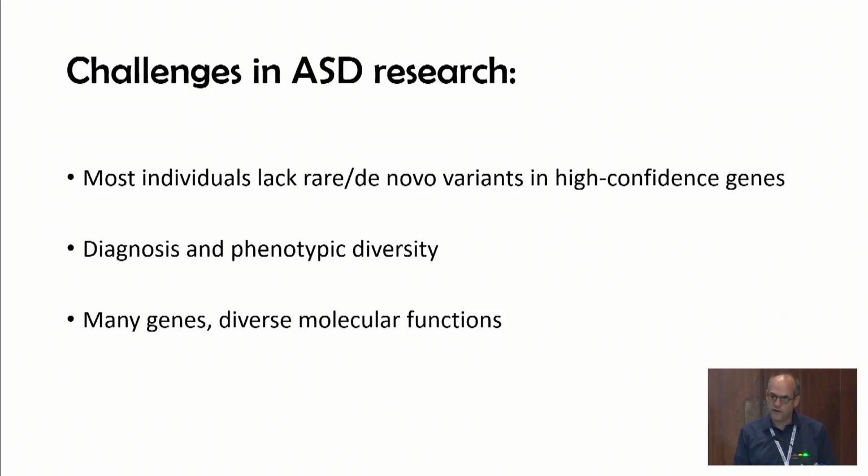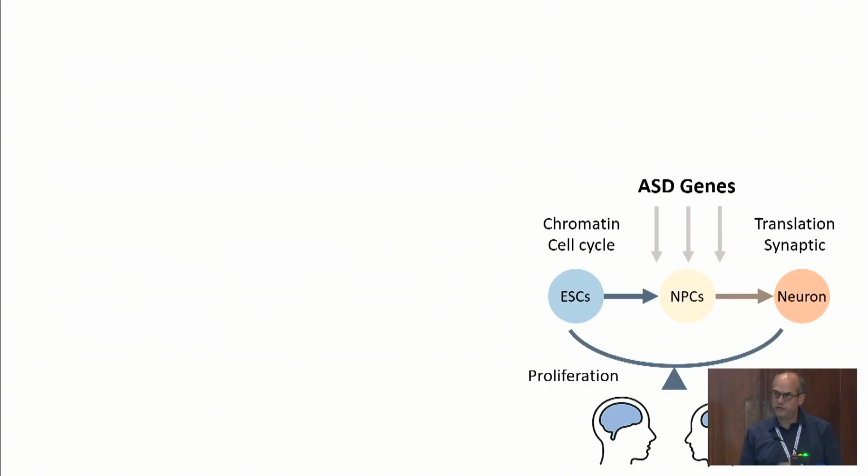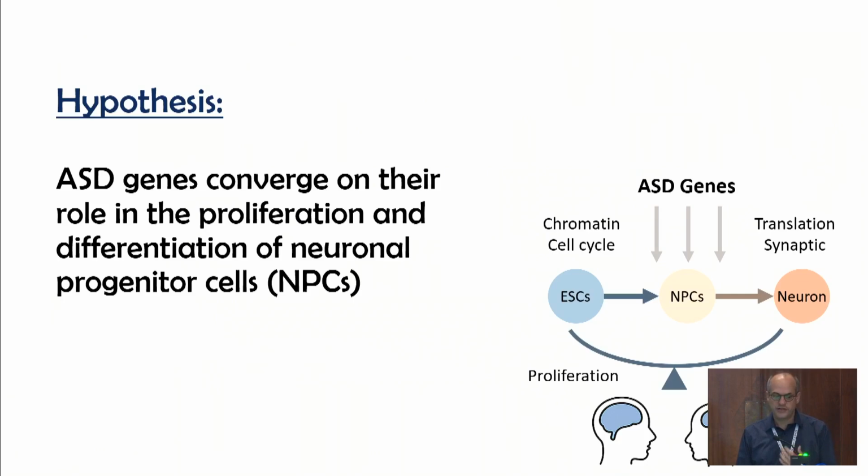They are involved in diverse molecular functions, and one of the questions is, do they converge on specific processes? One hypothesis in the literature is that autism genes converge on their role in proliferation and differentiation of neuronal progenitor cells. So you have different molecular pathways, but they all affect this balance between proliferation and differentiation, which could explain why you see some kids with changes in their brain size, including macrocephaly and microcephaly in autism.